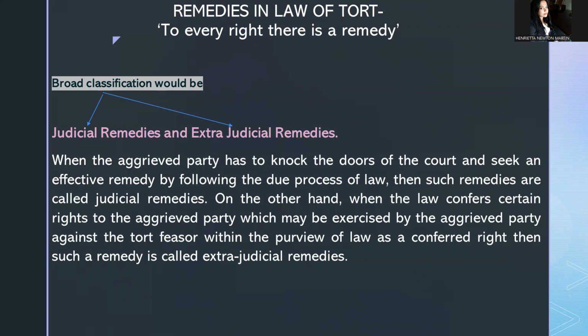The other part of it is extrajudicial remedies. Now this is the interesting part. What is extrajudicial remedy? Extrajudicial remedies are remedies which are conferred by law upon a person automatically, and he can exercise that particular right even without knocking the doors of the court.